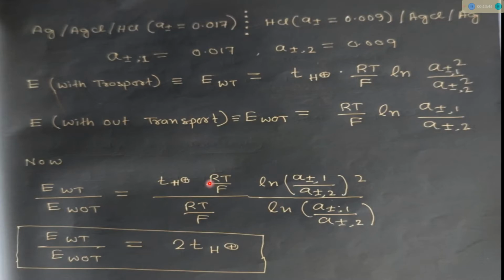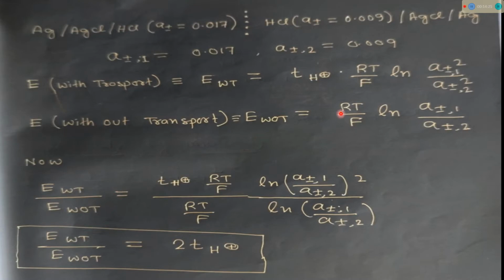So please note down these two expressions for this kind of cell, the electrolyte concentration cell. This is the expression of cell EMF with transport, and this is the expression of cell EMF without transport. Now if we want to calculate the ratio, cell EMF with transport divided by cell EMF without transport.